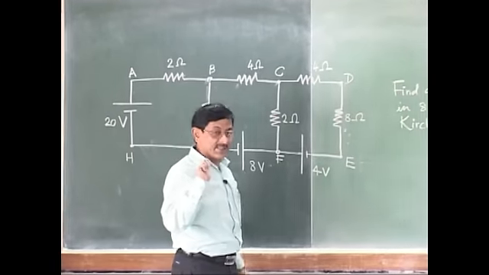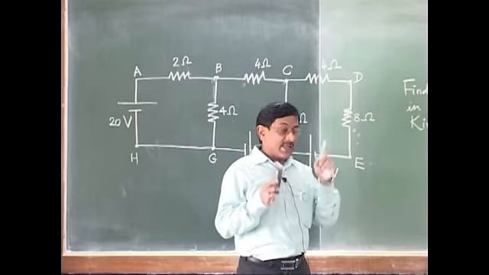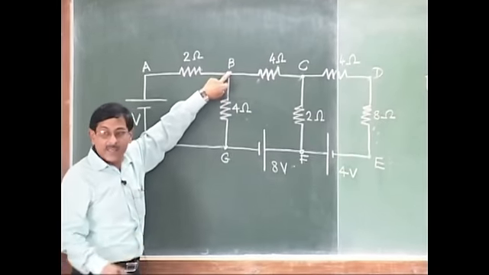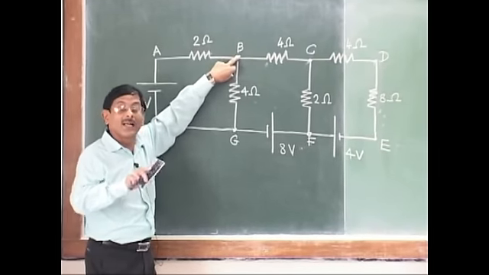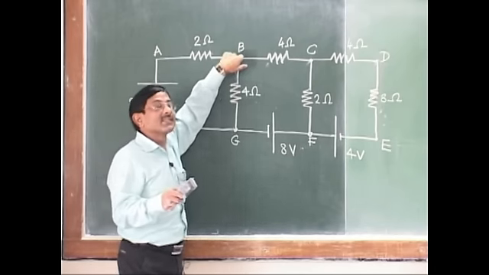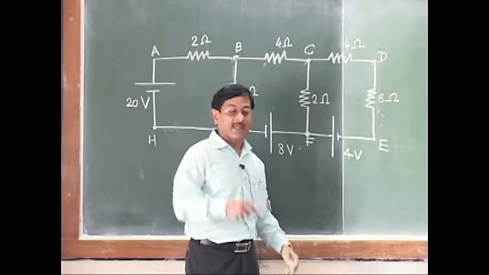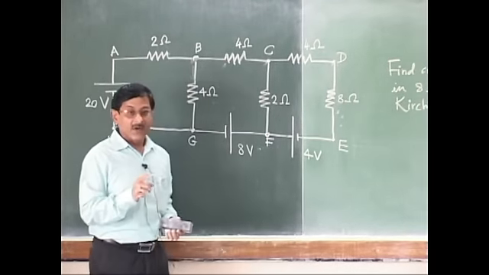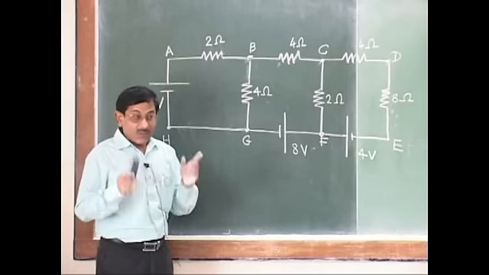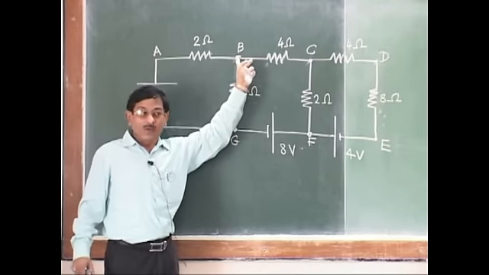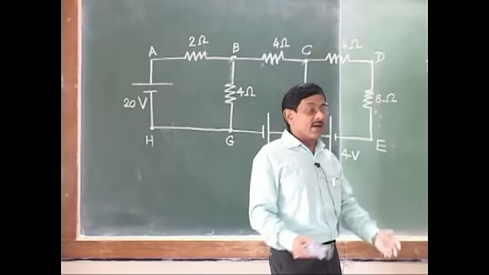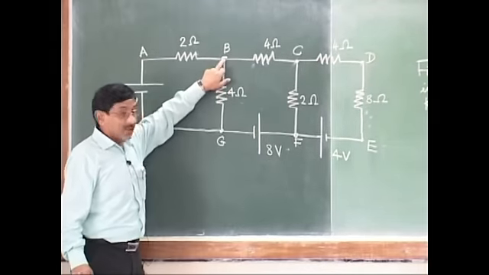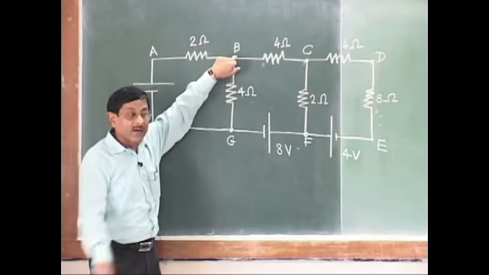Now Kirchhoff's first law says that at any junction or node, the sum of all incoming currents must be equal to the sum of all outgoing currents. It is also said that Kirchhoff's first law, or current law, is based on the law of conservation of electric charges. Because when you say total incoming current must be equal to total outgoing current, current is just the flow of charges. That means no charge is stored or remains here while the current is flowing.